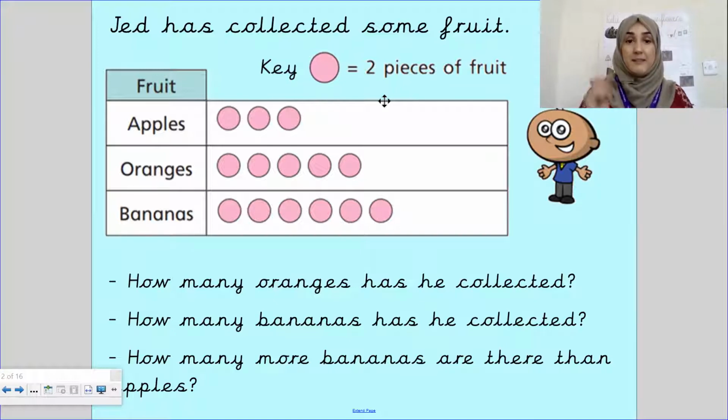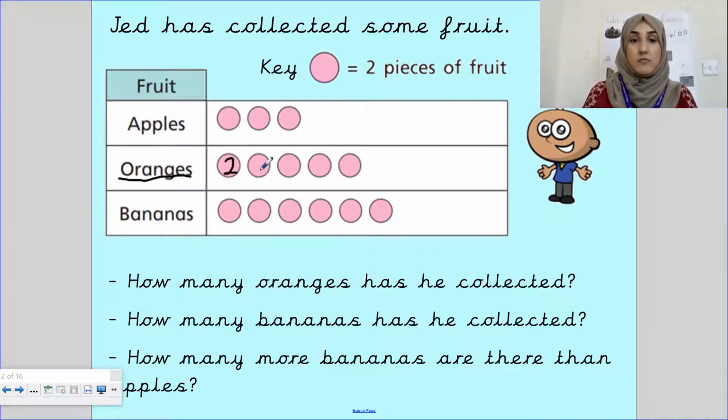Now, I've got my trusty pen ready. At the bottom, let's answer these questions together. It says, how many oranges has he collected? Okay, now first, let's go and find the oranges in our table, and it's the middle row. Oranges. Now, let's count together.